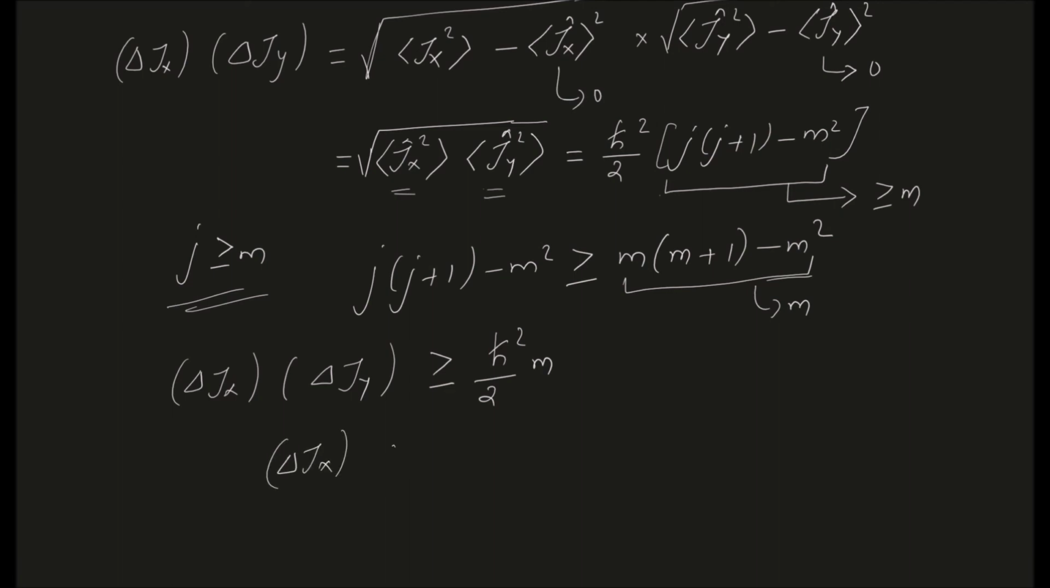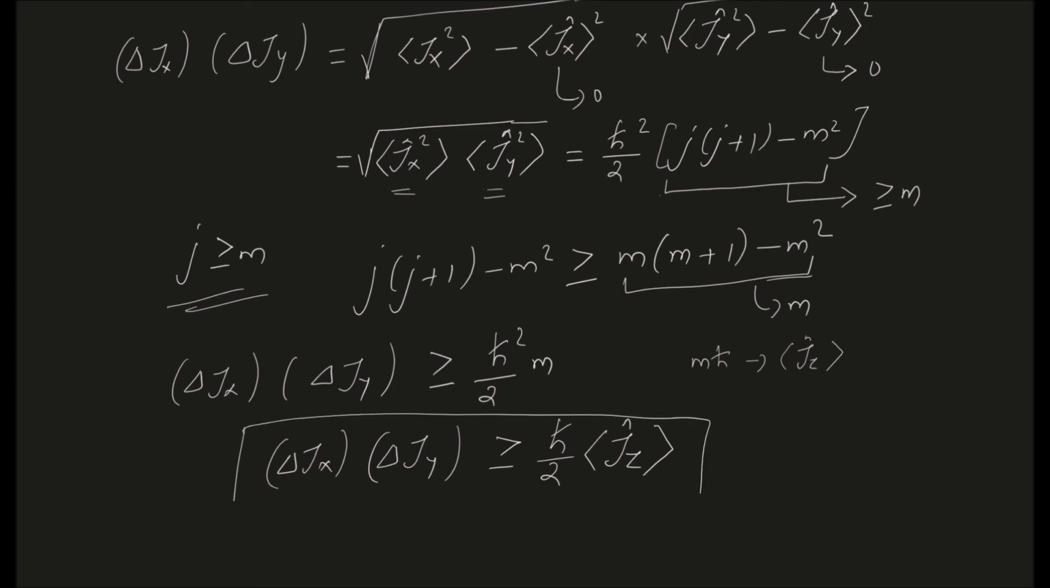delta jx delta jy is greater than or equal to h cross by 2 times the expectation of jz, because jz in the |jm> basis will give us m h cross. So from this expression m h cross is the expectation of jz, right? So you can write it in this fashion. So this is the uncertainty relation for the angular momentum components. Delta Jx delta Jy should always be greater than or equal to h cross by 2 times the expectation of Jz.